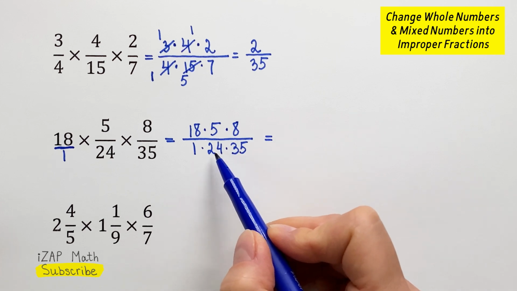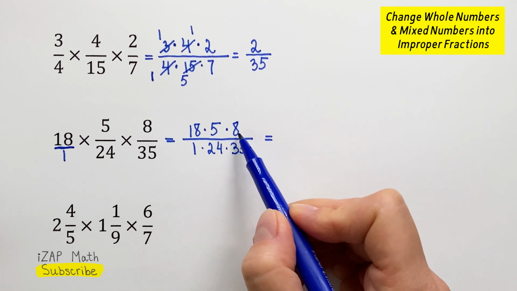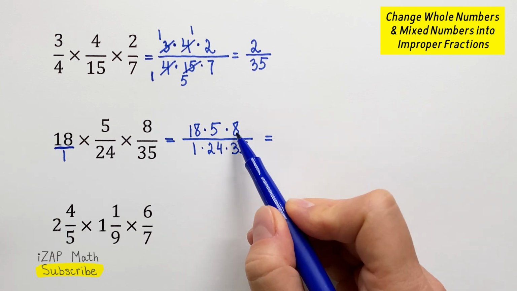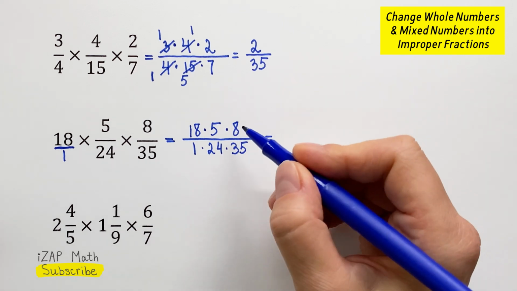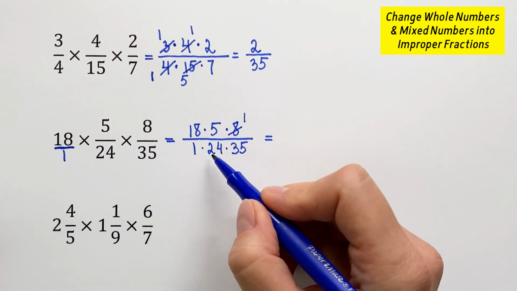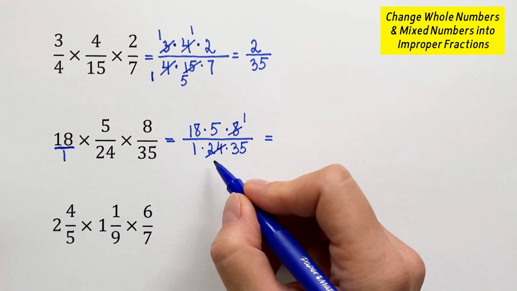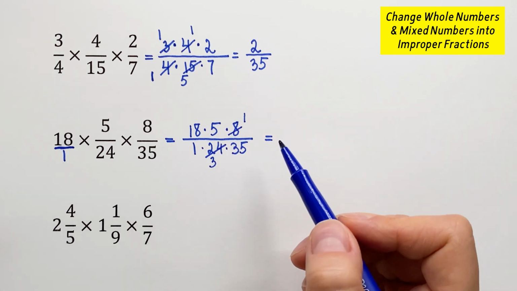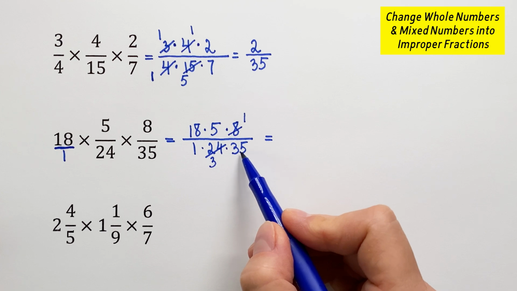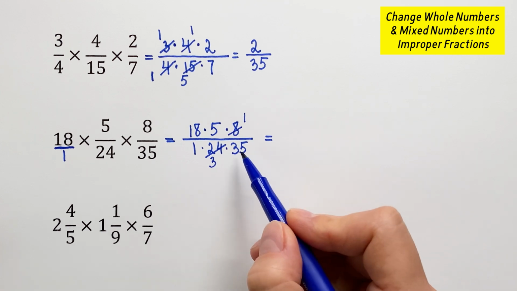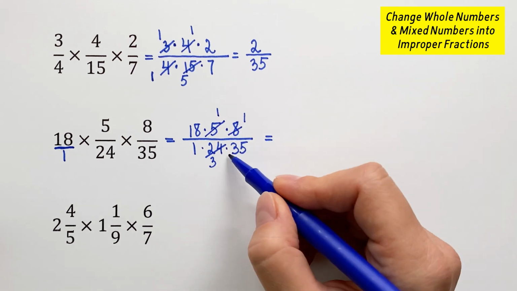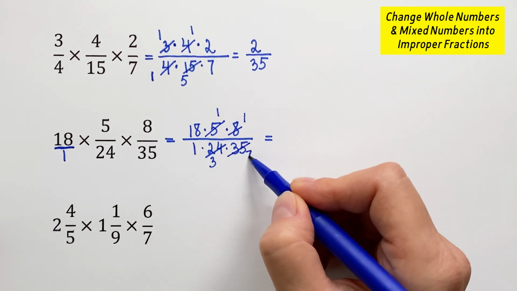Look at 24 in the denominator and look at 8 in the numerator. We can divide 24 and 8 by 8. So 8 divided by 8 is 1. So cross 8, put 1 next to it. 24 divided by 8 is 3. Let's keep going. Look at 5 in the numerator and 35 in the denominator. We can divide by 5. 5 divided by 5 is 1. 35 divided by 5 is 7.